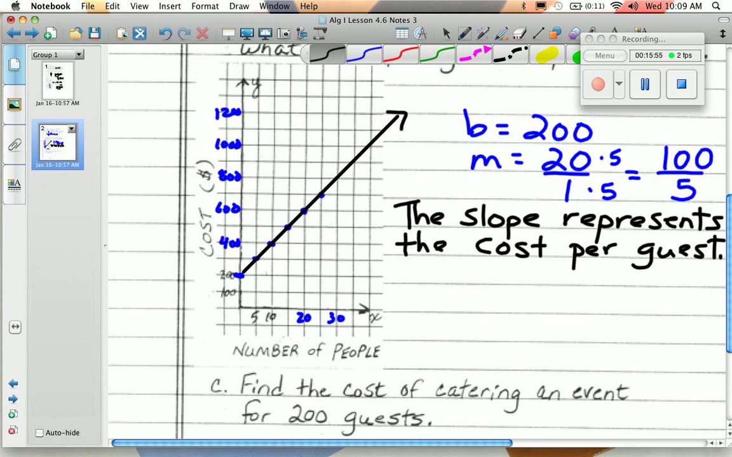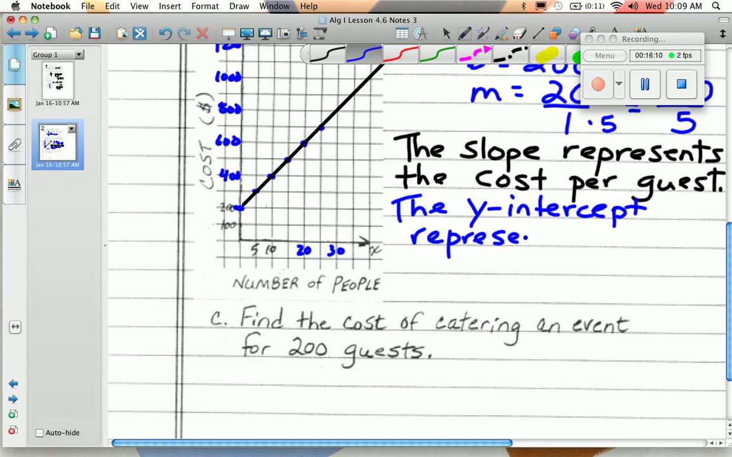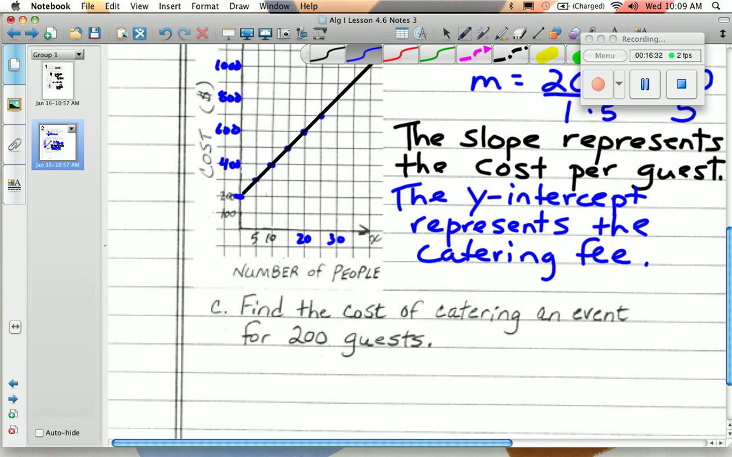Okay, then what is the y-intercept representing? Catering fee. The catering fee, yeah. So the y-intercept, remember sentences? The y-intercept represents the catering fee. Doesn't even matter how many guests you have. When there are no guests at all, it's $200. So at the start, it's a $200 fee. So the y-intercept represents that catering fee.